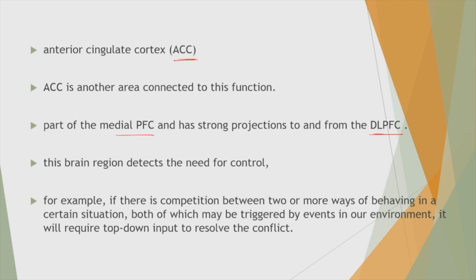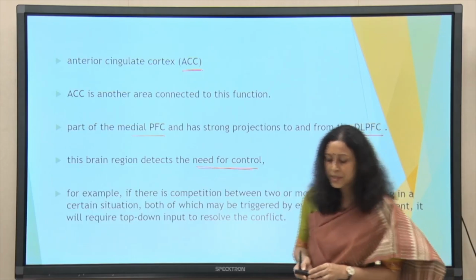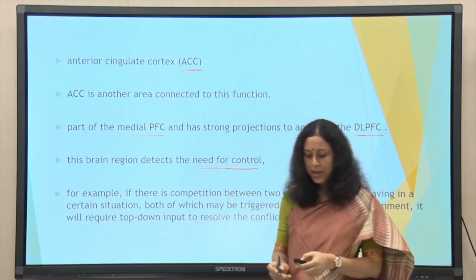This region detects the need for control. So, the doing of the control, understanding that there is a need for control, and telling the other regions to carry out that control mechanism, and so on and so forth, can be some smaller aspects of the control mechanism. So, this particular part, ACC, detects the need for control.